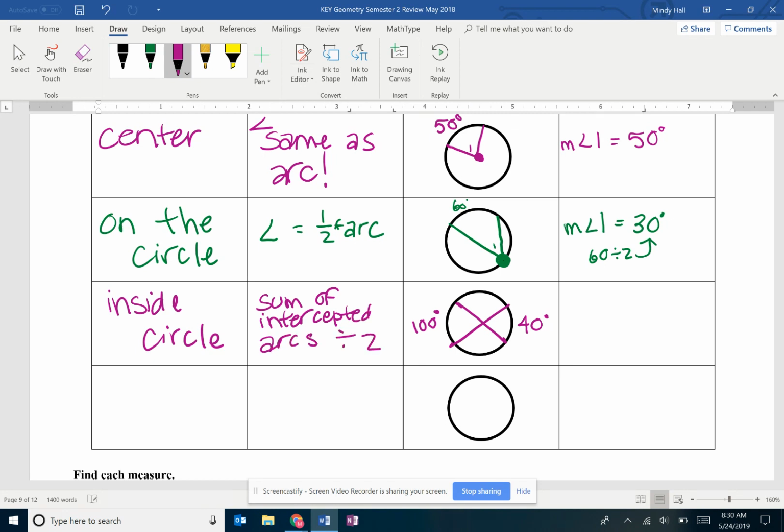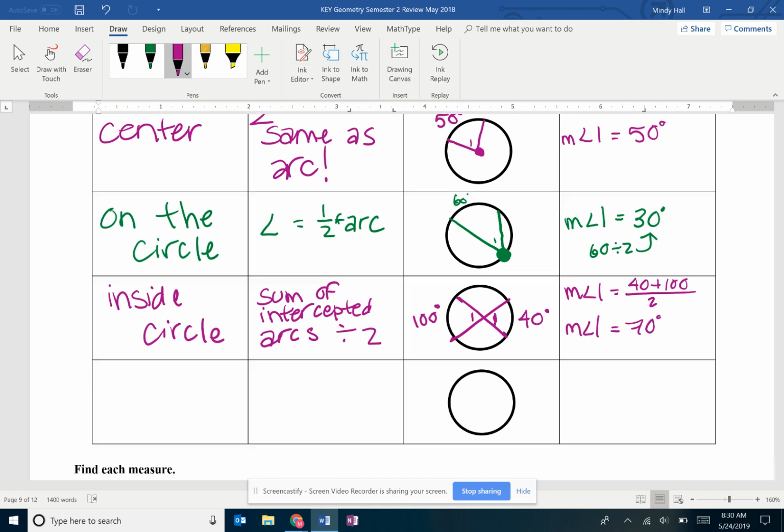divided by 2. So what that means for you is if we're talking about angle 1, the measure of angle 1 would be 40 plus 100 because those are the two arcs, divided by 2. 100 plus 40 is 140, so that divided by 2 is 70 degrees. So then both 1 and that one over there would be 70 degrees.